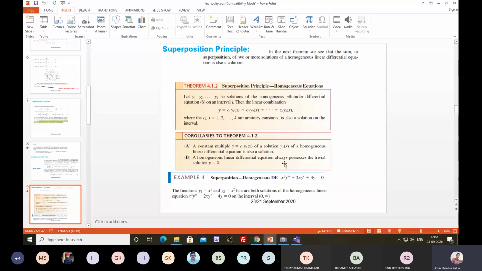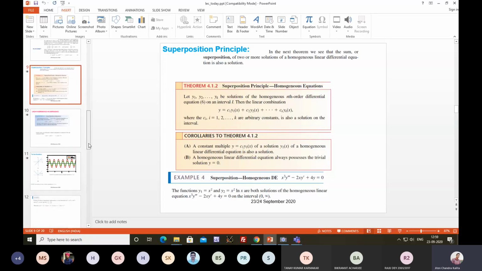A homogeneous linear differential equation always possesses the trivial solution y equal to 0. Now again in example 4, you can easily verify that these two are solutions of the given differential equation. Then any linear combination of them is also going to be a solution. That is nothing but the method of superposition.